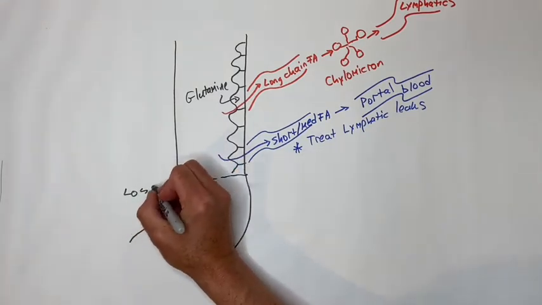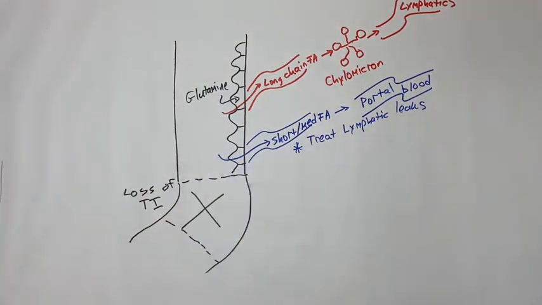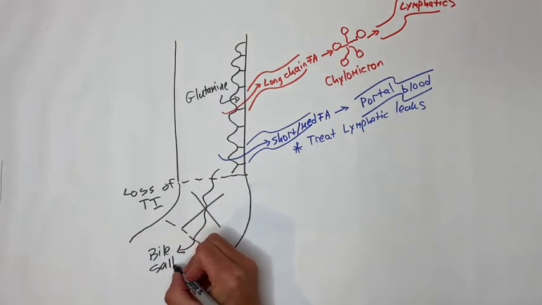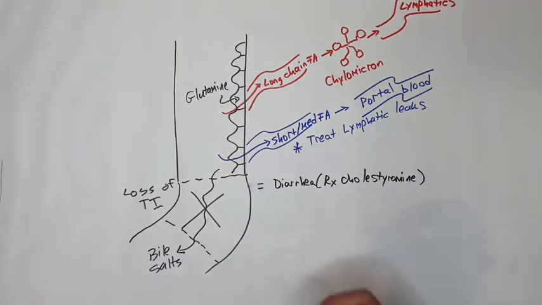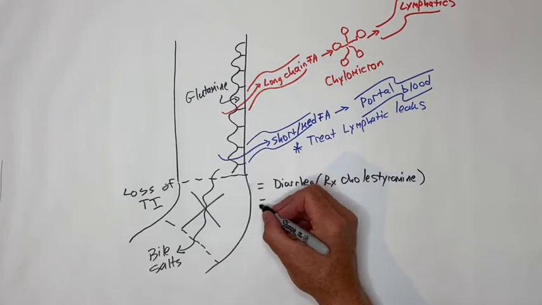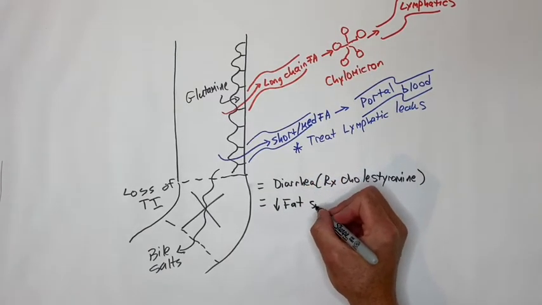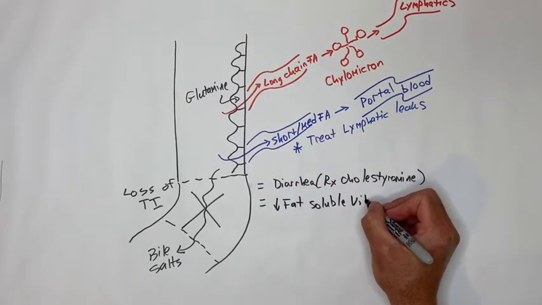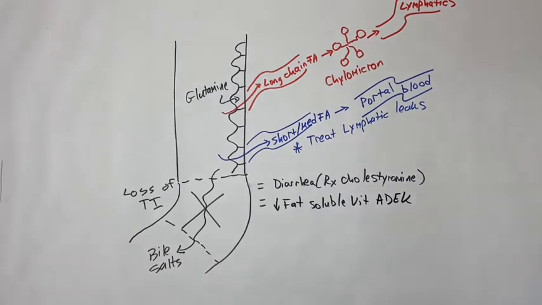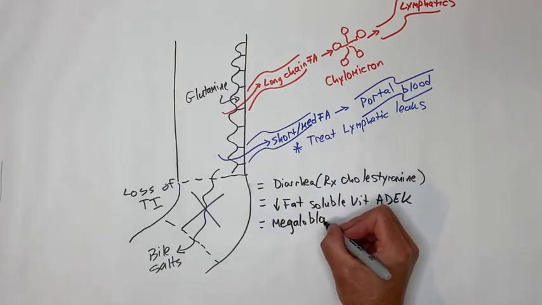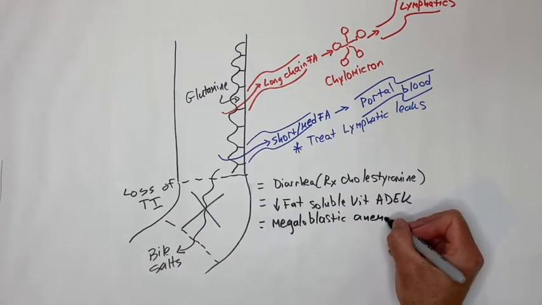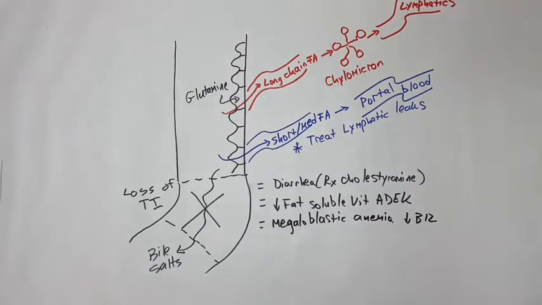Loss of the terminal ileum causes diarrhea from loss of bile salt reabsorption, and you can use cholestyramine as a bile salt binder in the colon to help this. Loss of bile salt enterohepatic recirculation can also lead to fat-soluble vitamin A, D, E, and K deficiencies. Megaloblastic anemia after terminal ileal resection is due to inability to reabsorb the B12 intrinsic factor.